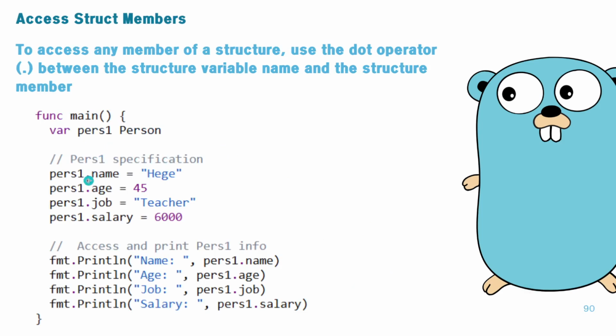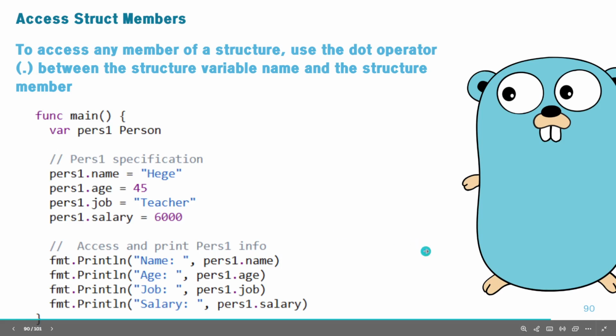How to access the structure members? Using the dot operator between the structure and the variable name that we want to use. We can also specify new values to the struct in this way and access the values from it in a similar way.